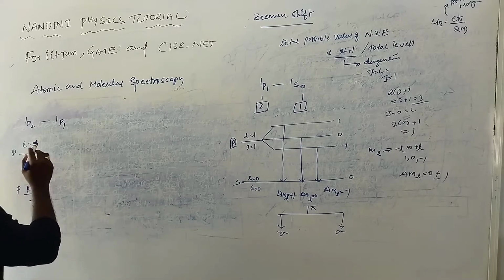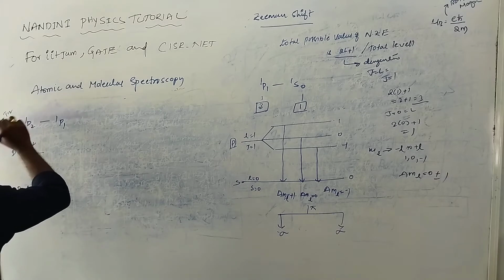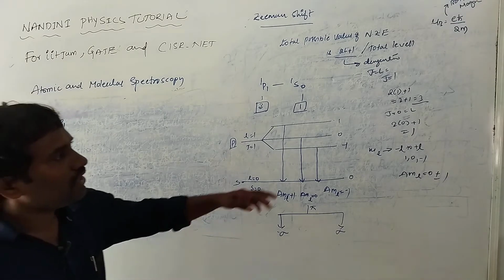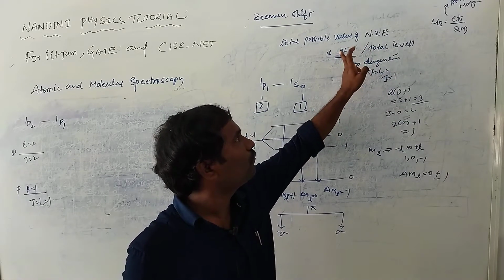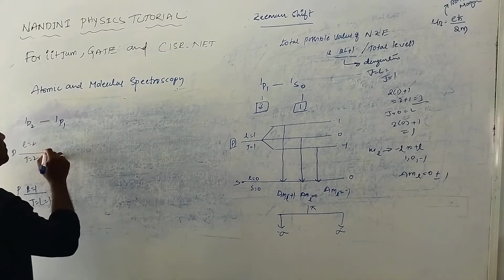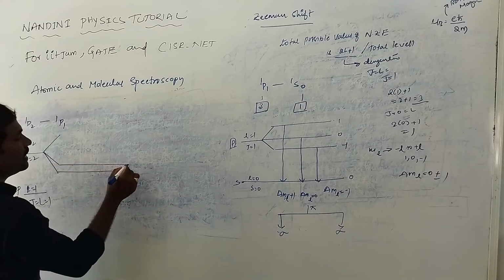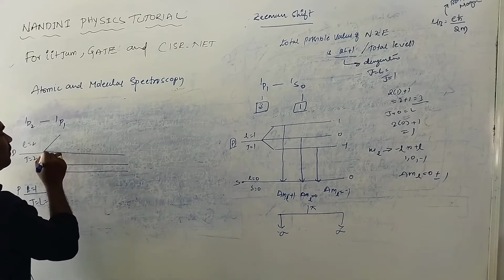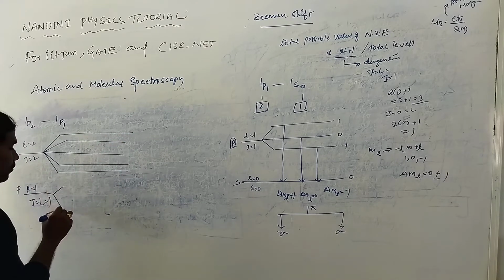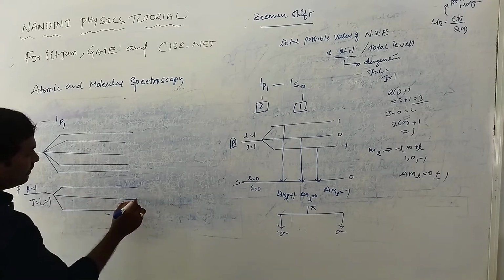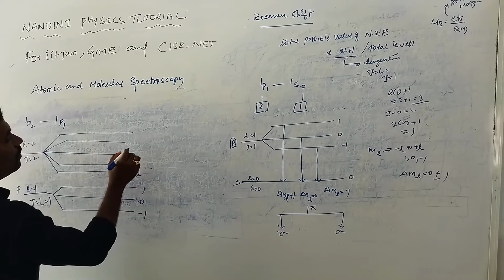But this state is splitting because it is degenerate. J value equal to 2 means the total number of possible values is 2J plus 1, that is 2 into 2, 4, 4 plus 1, 5. So therefore this is splitting into 5 parts: first, second, third, fourth, fifth. And this is splitting into 3 parts. So these are the 3 parts: minus 1, 0, 1, and minus 2, minus 1, 0, 1, 2.